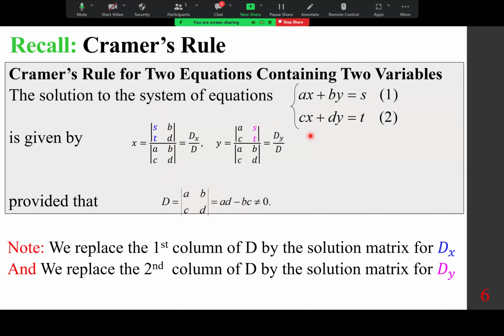Notice over here, this one is the denominator D. You put the same thing at top. The first column is changed to S and T for x. The second column is changed to S and T to solve for y. So x is D sub x over D, and y is D sub y over D. So that's the synopsis of what we have covered.